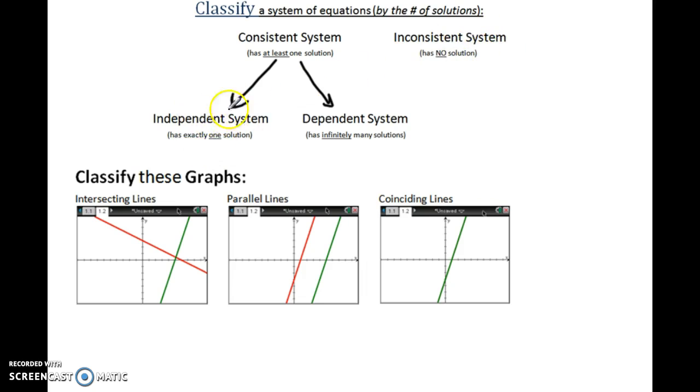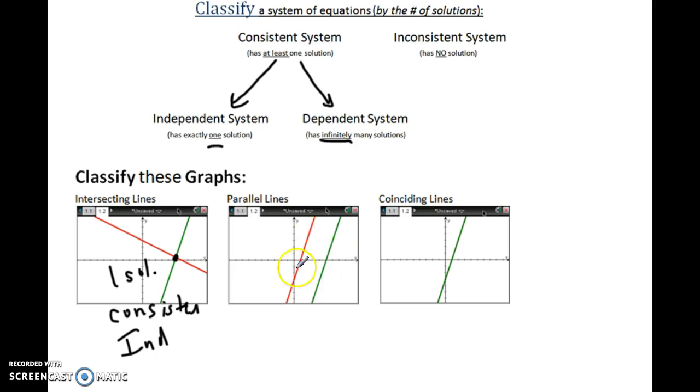Then there are two types of consistent systems. There's an independent system, which has one solution, and there's a dependent system that has an infinite number of solutions. So let's see what kind this is. How many solutions does this one have? It looks like it has one solution. So if it has one solution, it must be both consistent and independent. So this is consistent and independent.